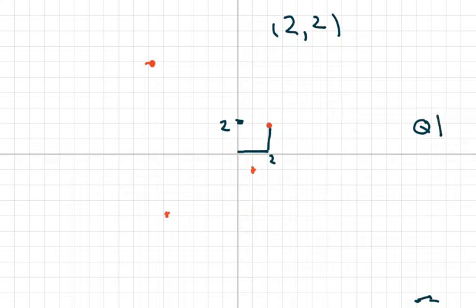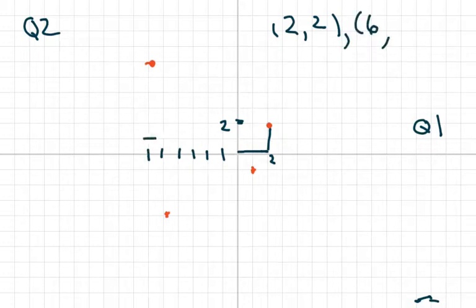Then in quadrant 2, I'm going over to the left. 1, 2, 3, 4, 5, 6. So my X value is 6, and then I'm going up 1, 2, 3, 4, 5, 6. Did you catch that? I should have called that negative 6 because we're going to the left. So that would be negative 6.